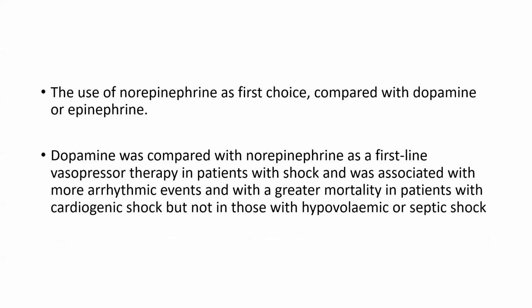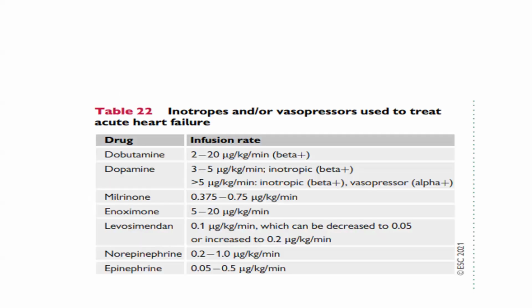Dopamine was compared with norepinephrine as the first-line vasopressor therapy in patients with shock and was associated with more arrhythmic events and greater mortality in patients with cardiogenic shock, but not in patients with hypovolemic and septic shock. So these are the number of inotropes and vasopressors that are used to treat acute heart failure, like dobutamine, dopamine, milrinone, enoximone, levosimendan, norepinephrine, and epinephrine.